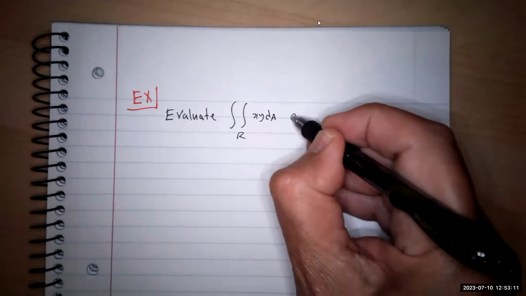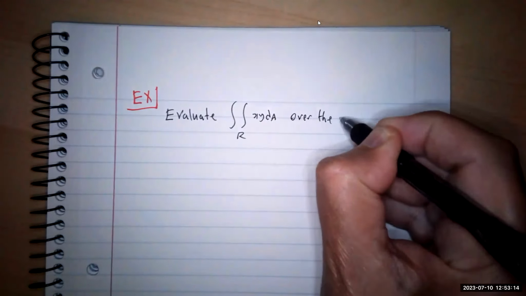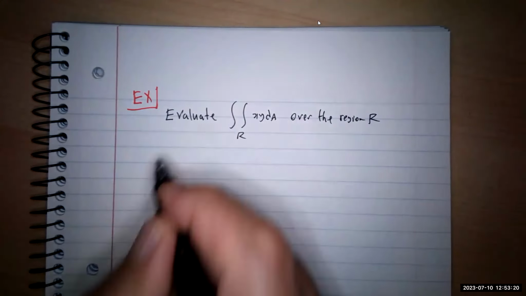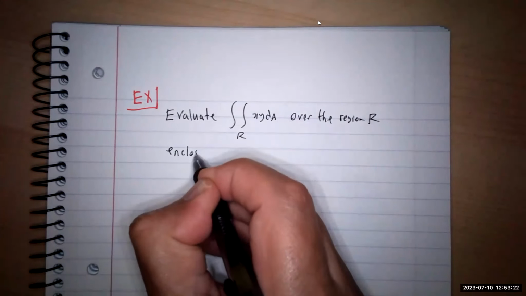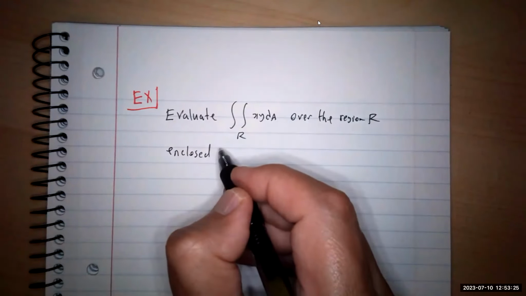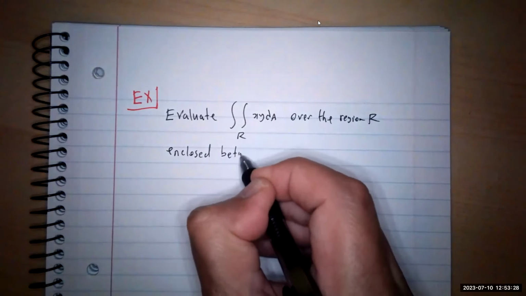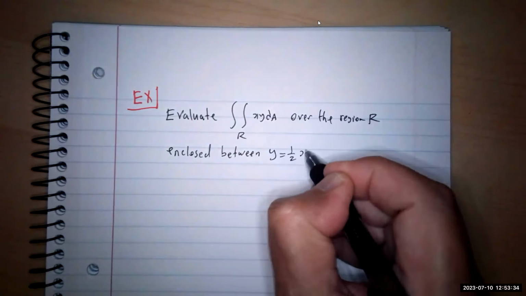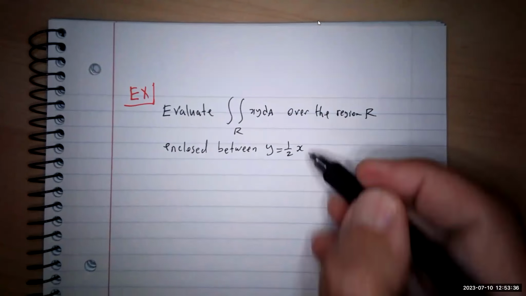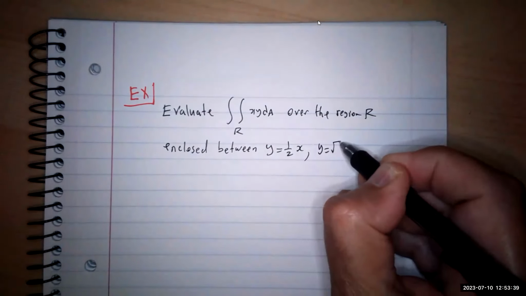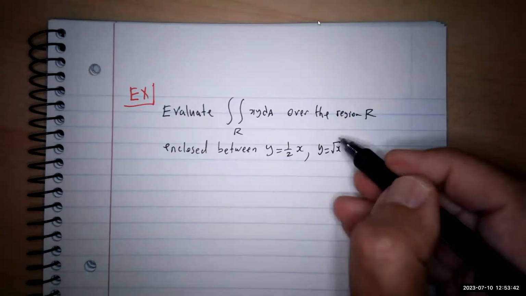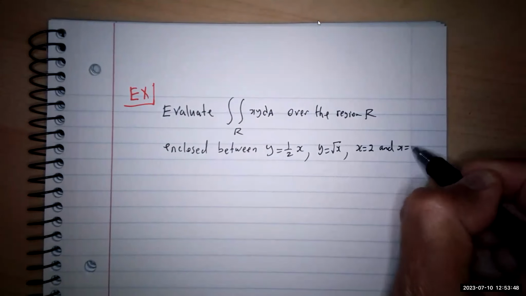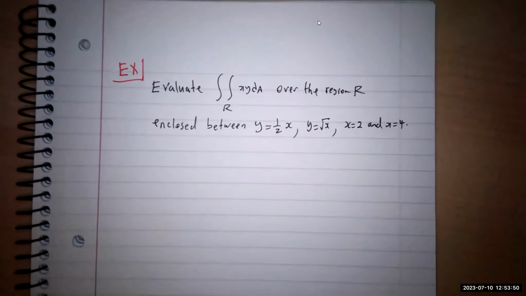Over the R, the region R. So look at this. Enclosed between y equal to 1/2 x, which is going to be a line passing through the origin, and y equal to the radical x, which is going to be a curve. And you have x equal to 2 and x equal to 4. You see, this is a kind of curvilinear region.